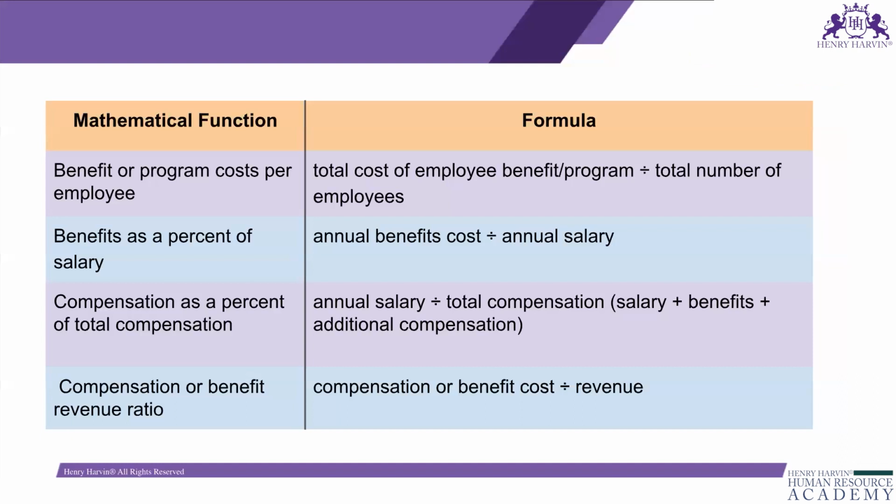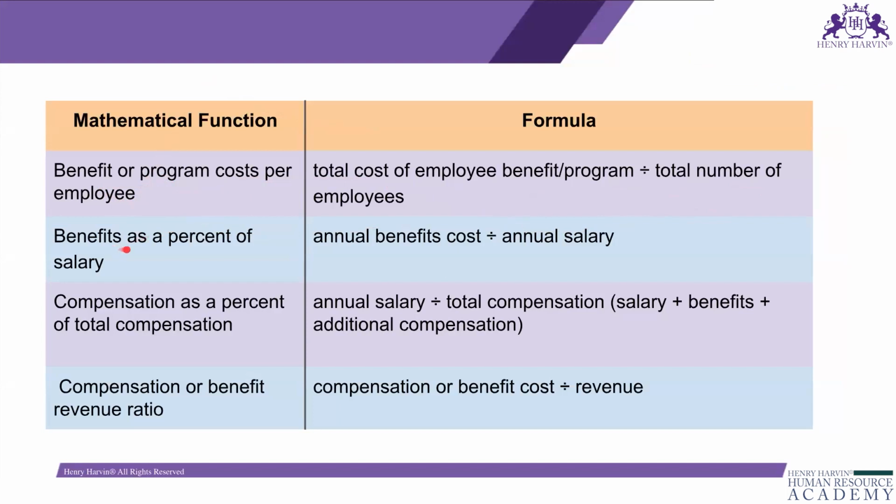Okay, so let's begin. If you need to calculate the benefit or program cost per employee, what will be the formula for that? The total cost of the employee benefit program divided by the total number of employees that are there will give you the benefit or the program cost per employee.